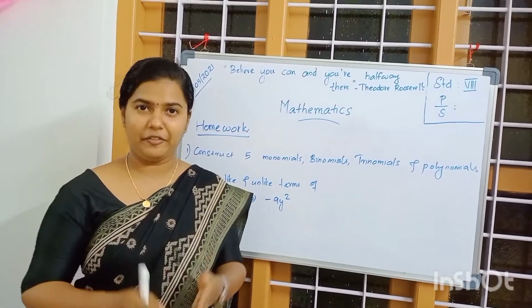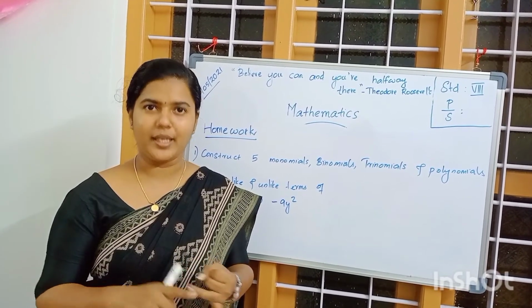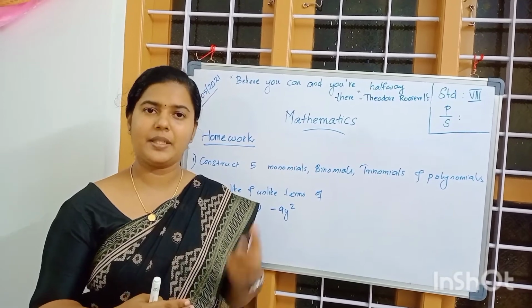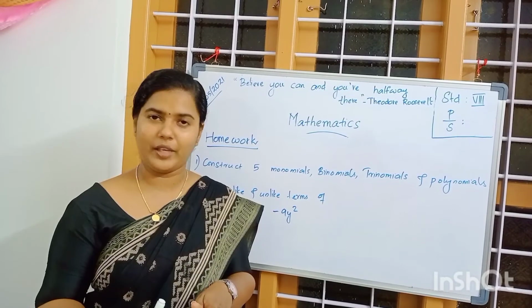I hope this problem is also clear to you. In short, we have discussed the concept, the types of polynomial such as monomial, binomial, trinomial and polynomial, and the next concept, like terms and unlike terms. I hope all of you understood the concept and the problems we have discussed.